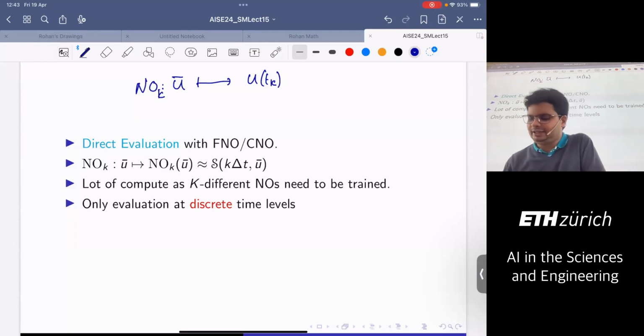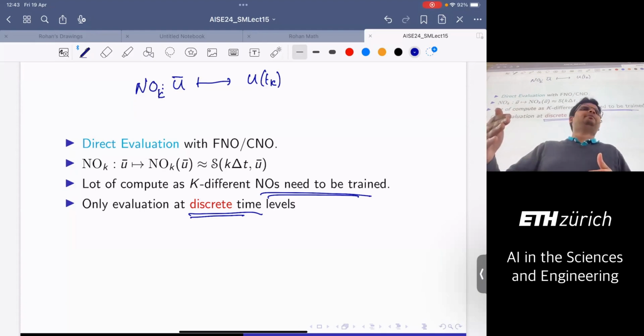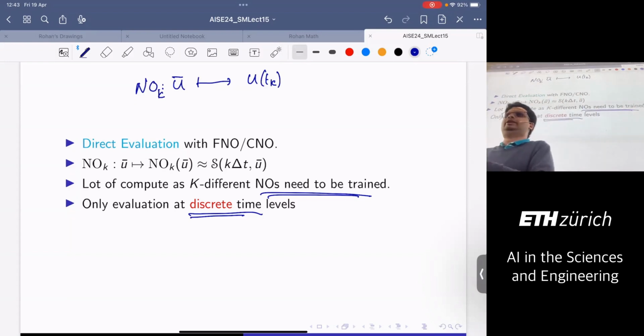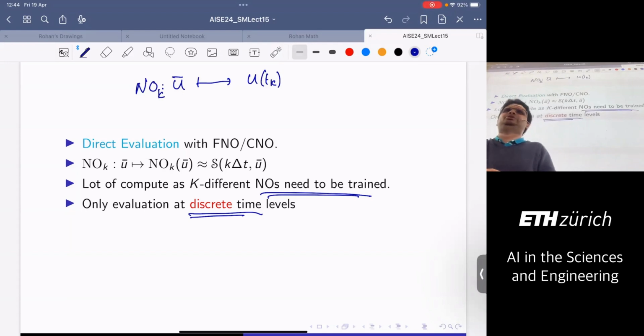And in particular, as I said, it only gives you discrete time levels. It's very expensive, and it does not give you some data advantages. Let's say I have the trajectory, but I'm not using the trajectory. I'm not using the fact that it's a time evolution at all. I'm taking my initial condition and producing the solution at time 1, and this is completely unrelated to taking my initial condition and producing the solution at time 2. I could have used the solution at time 1 to predict the solution at time 2. This is not being done in this naive approach, right?